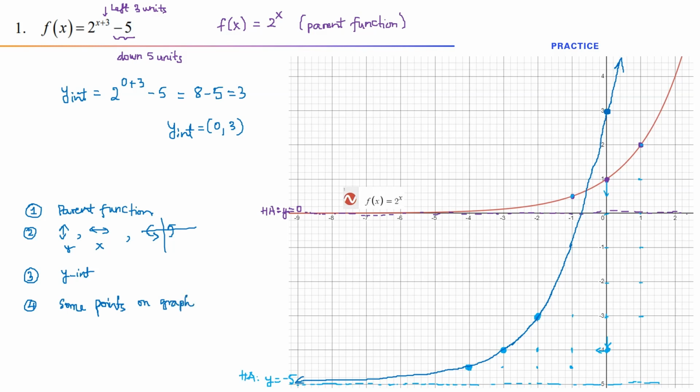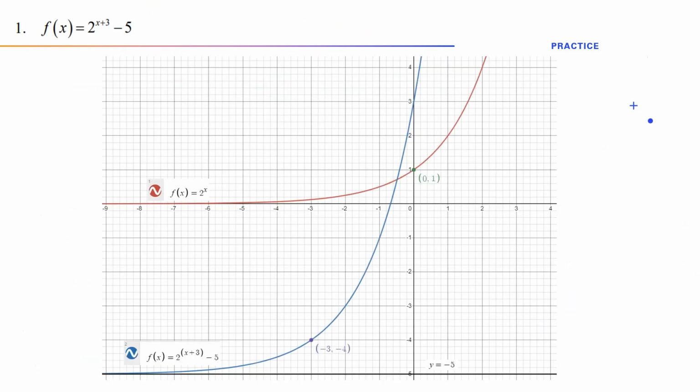And then we find out how about the horizontal asymptote, vertical asymptote? And then we can sketch. Connect all points and sketch. Here's how the graph looks nicely.